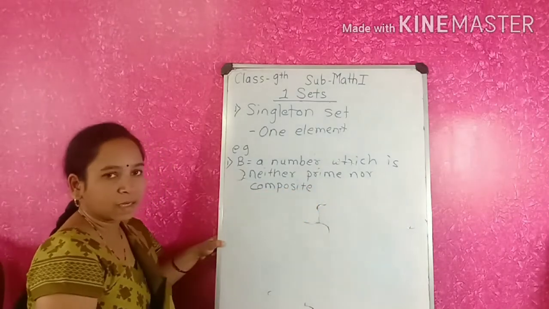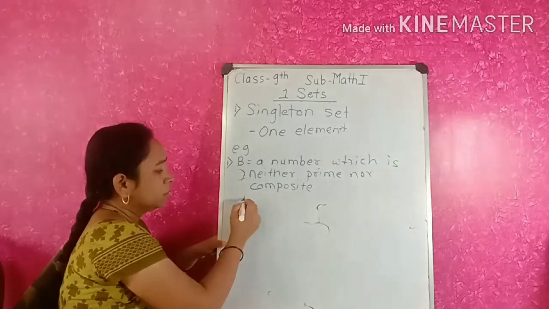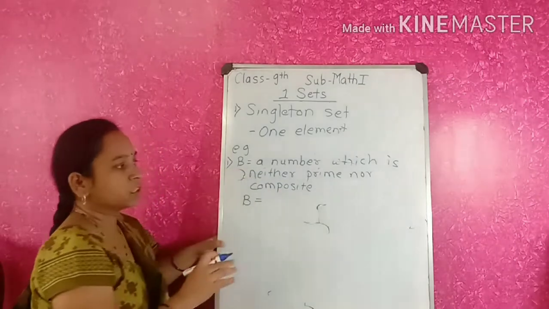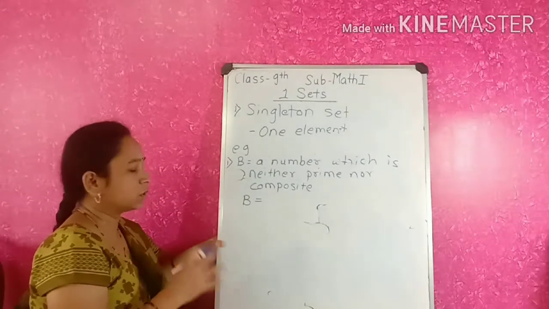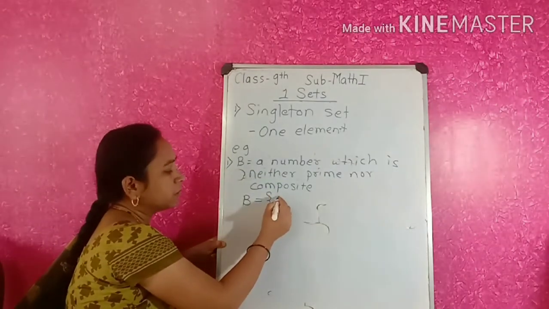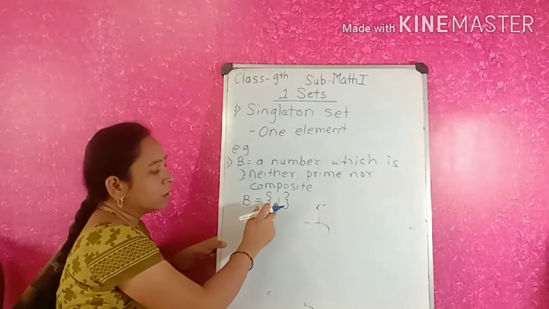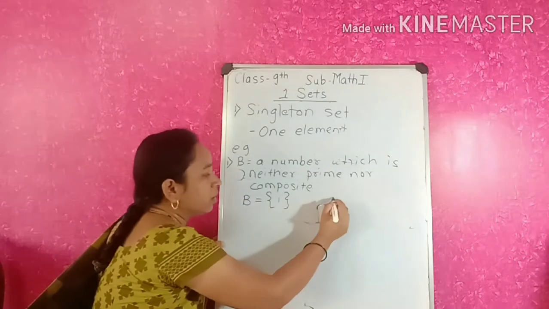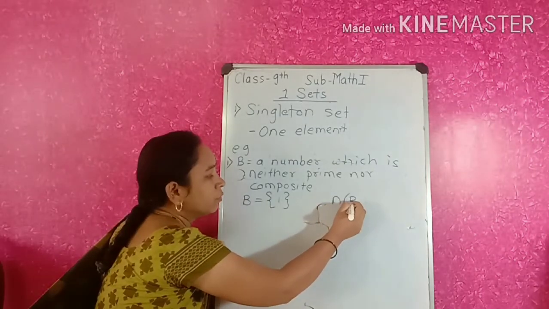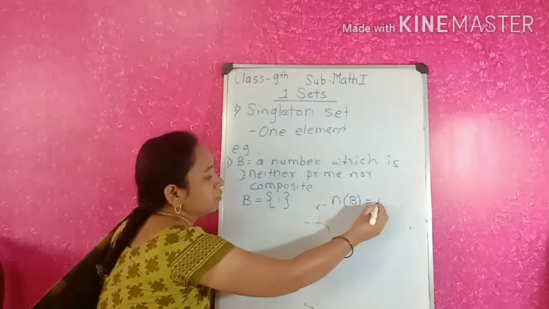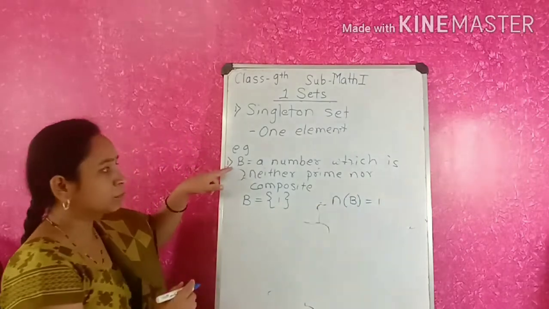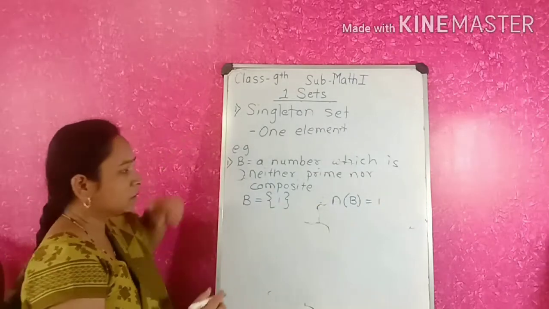So how many elements will I get in set B? B is a set of a number which is neither prime nor composite. It is only 1. So here how many elements have we got? Only 1. So here the number of elements of B is 1. Therefore this B set is called singleton set.